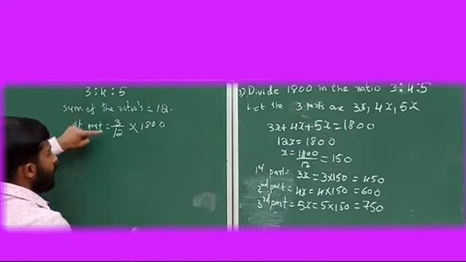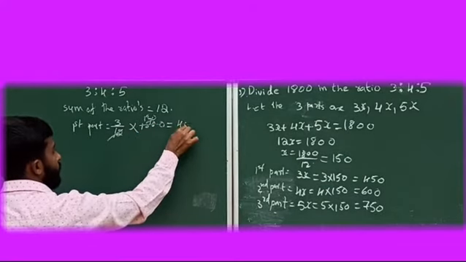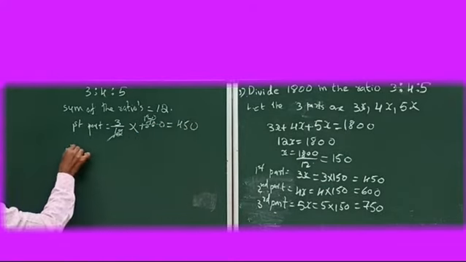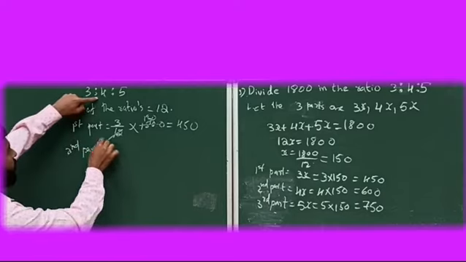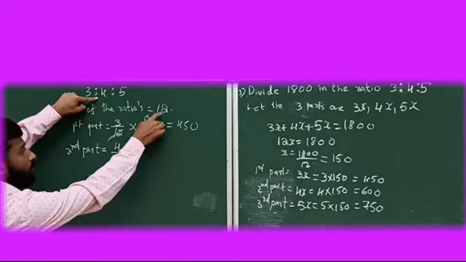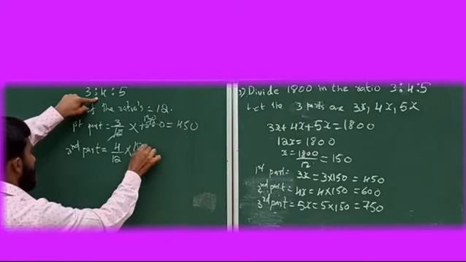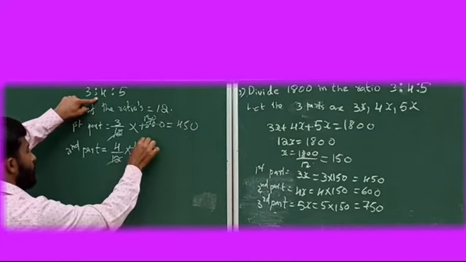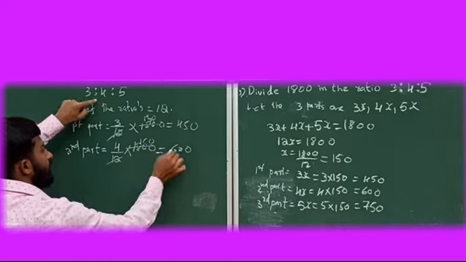1800. Okay, now simplify this one. It's equal to 450. Second part is equal to, what's the second part ratio? 4 out of how much? Out of 12, right? Why? Sum of the ratio equal to 12 of how much amount? 1800. 12 ones are 12, 150 into 4 is equal to 600.